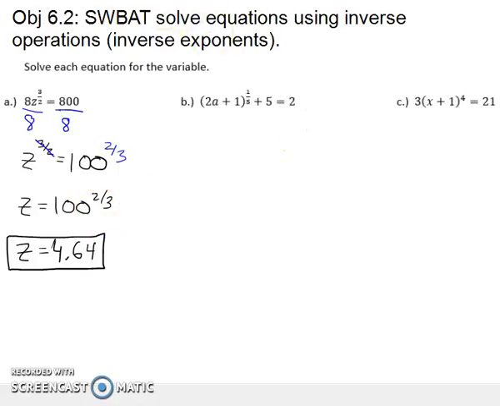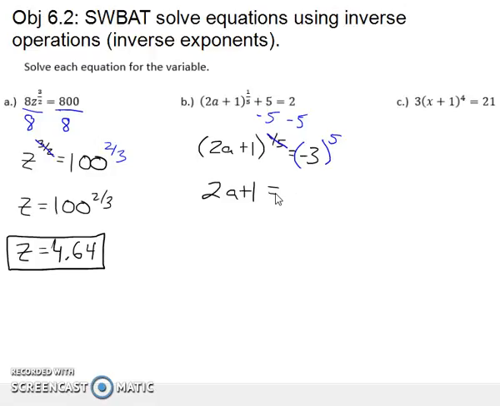Next problem, we're going to start by subtracting 5. That should not be a surprise. Again, if I write it in blue, that's optional for you to write. This gives us 2a plus 1 to the 1/5 is equal to -3. And now we need to get rid of the 1/5. We have to get rid of things outside the parentheses before inside always. So that 1/5 on this side becomes a 5th on the other side, and I'll put it outside of parentheses. So 2a plus 1 is equal to -3 to the 5th.